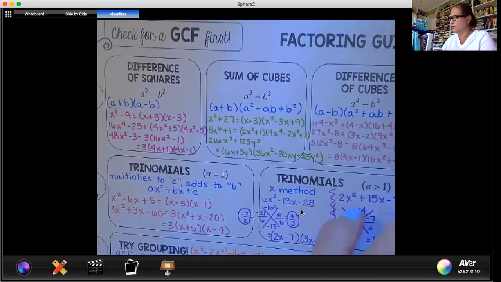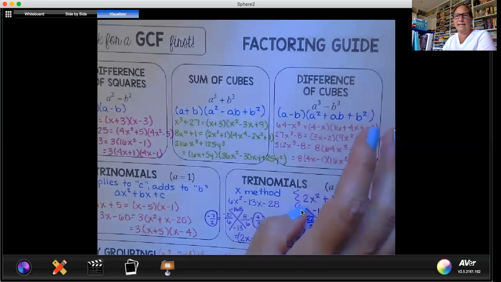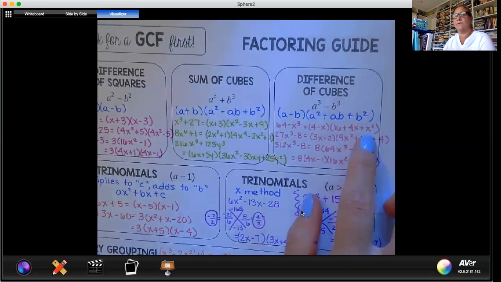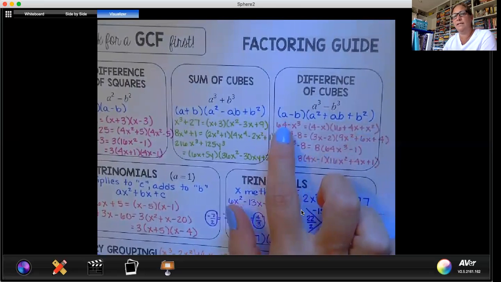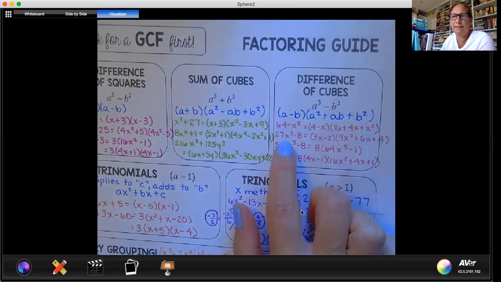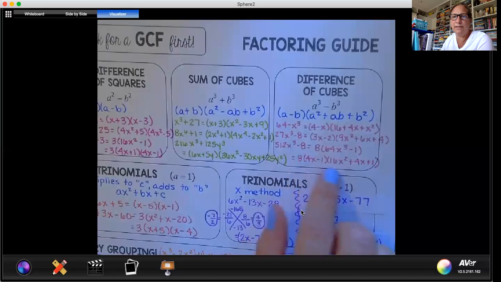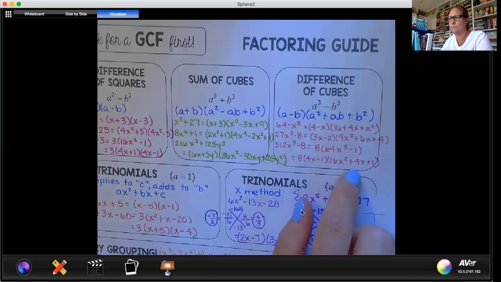Difference of cubes, your first one is 4 minus x times 16 plus 4x plus x squared. Notice how that's written. It's all dependent upon your problem. Next one, 3x minus 2 times 9x squared plus 6x plus 4. GCF here, 8 times 4x minus 1, 16x squared plus 4x plus 1.